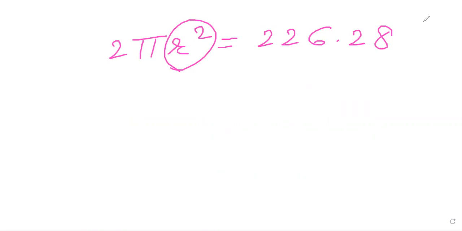Firstly, you will find the area by using the equation. After finding the area, you will apply the formula of area to find the radius. From here, you will find the radius, and after finding the radius, you will find the volume of the hemispherical dome.